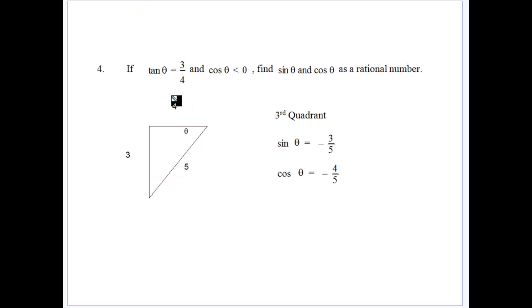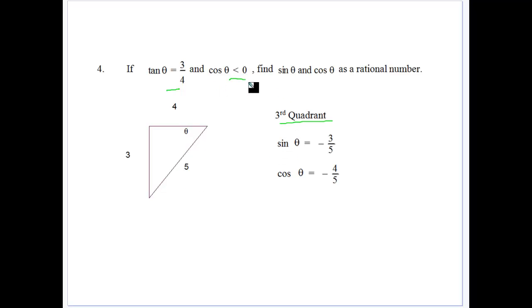So question 4 gives us tan being positive, cos being negative. That gives us the third quadrant. So we identify the quadrant every time. We need to find sine and cos, which means we need the hypotenuse, because we've got the opposite and we've got the adjacent. So 3 and 4 there leaves us with 5 as our hypotenuse there.